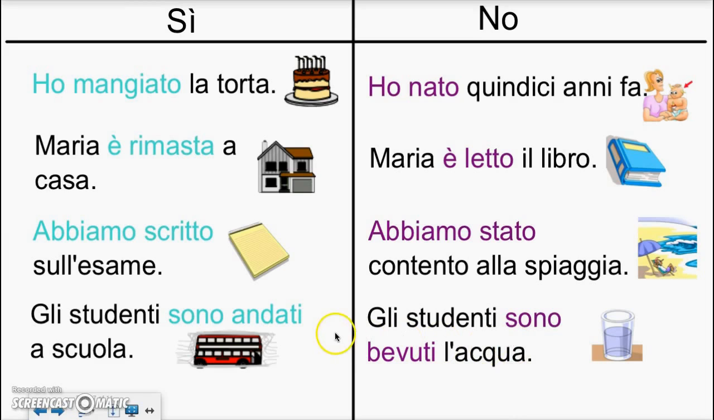And again, I'm hoping here students would say something along the lines of if there's a noun, if there's an object here, that's when you would use avere. If there's not, if there's a place maybe they would say, then you would use essere.